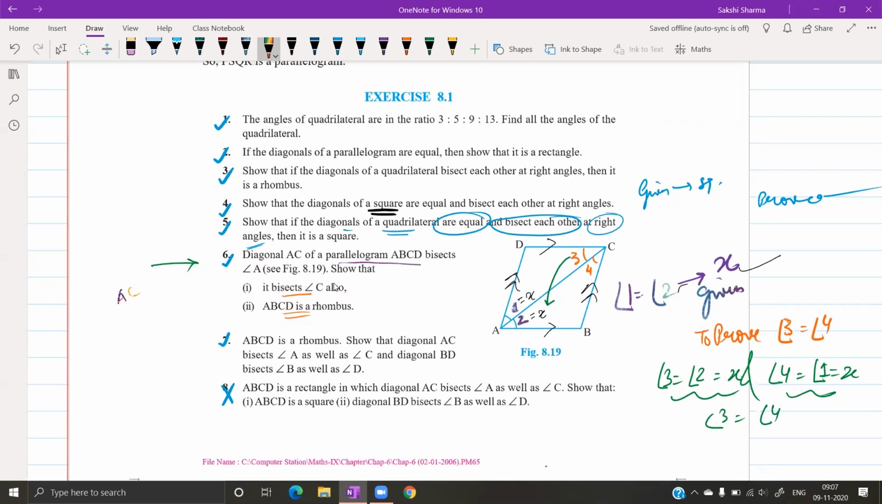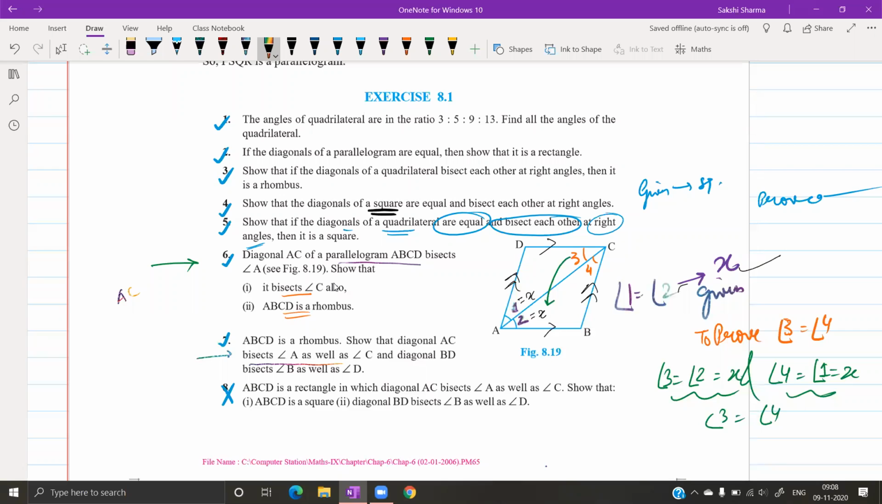ABCD is a rhombus. It's actually the converse for this. Show that diagonal AC bisects angle A as well as angle C, and BD bisects angle B as well as angle D. We will be only proving one part of this question, and then you can write down similarly for the second part, for BD bisecting angle B and angle D.